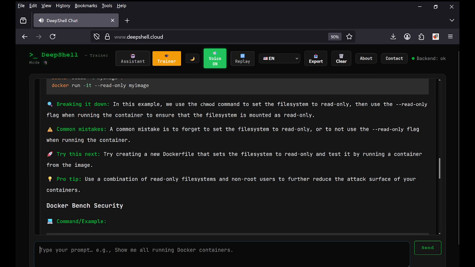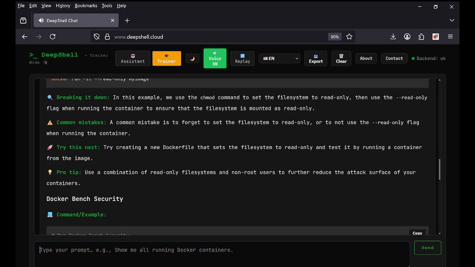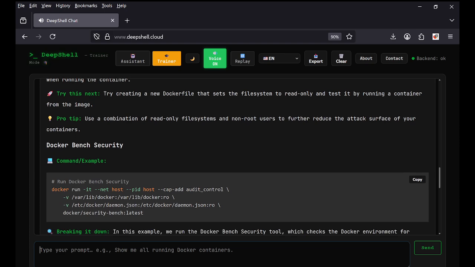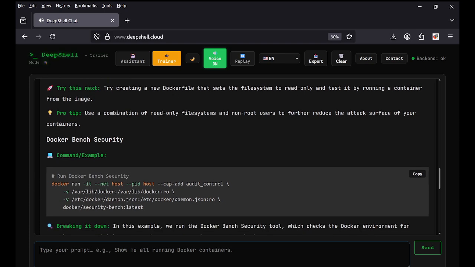Common mistakes. A common mistake is to forget to set the file system to read-only, or to not use the read-only flag when running the container. Try this next. Try creating a new Dockerfile that sets the file system to read-only and test it by running a container from the image. Pro tip: use a combination of read-only file systems and non-root users to further reduce the attack surface of your containers.